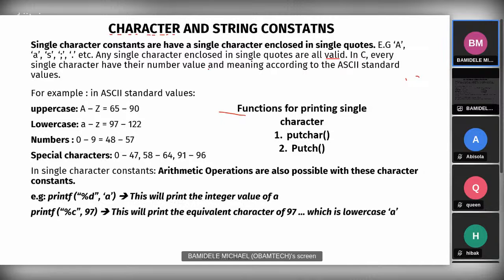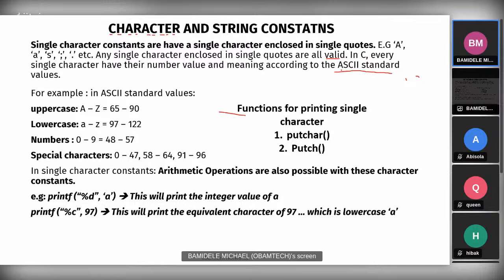So in C, every single character has a number value and meaning according to the ASCII standard values. Now, ASCII is short for American Standard something. I've not crammed the meaning, but it's actually a standard. It is like a general standard, or a body that is responsible for defining the rules on how you use single characters in the C programming language, and probably in all programming languages generally.